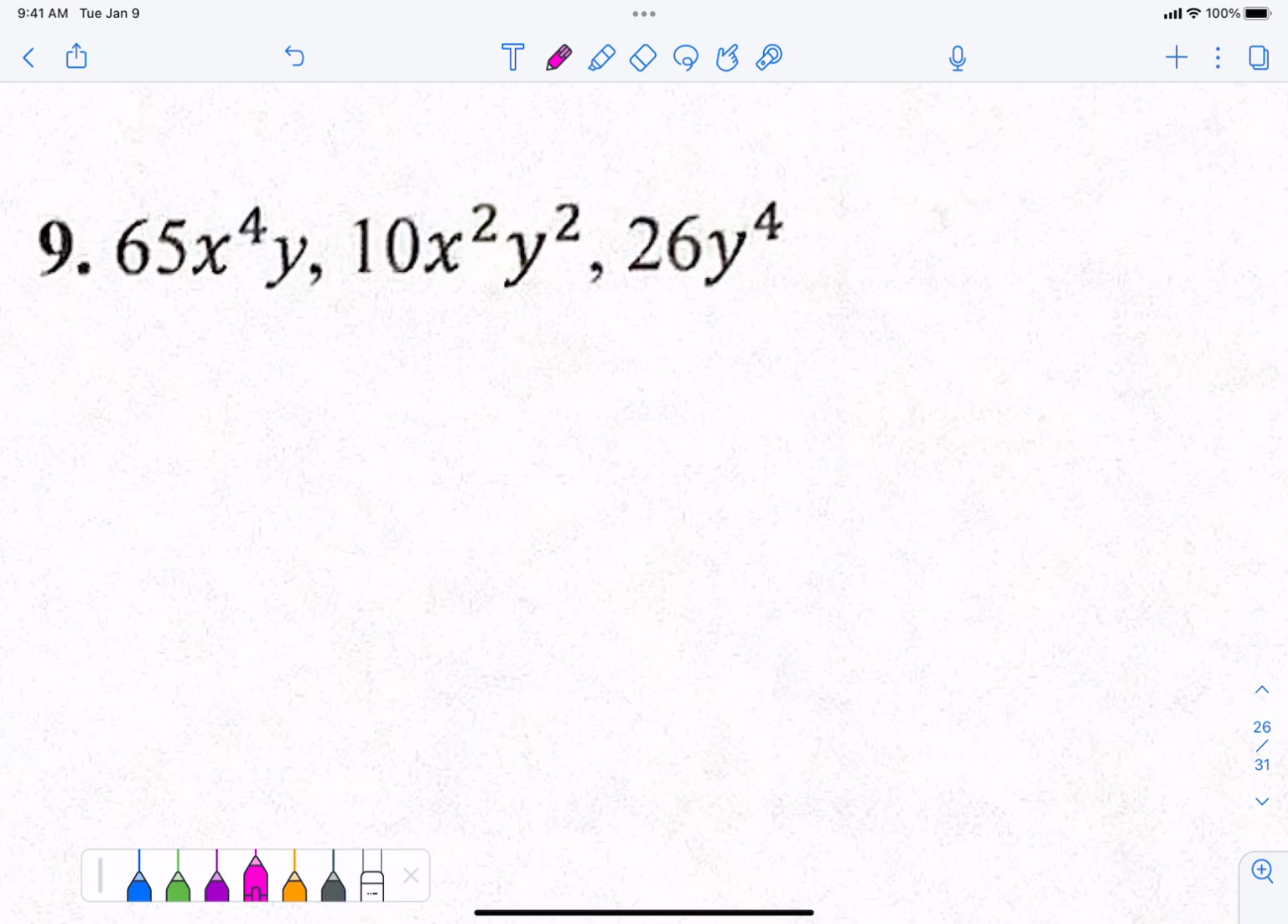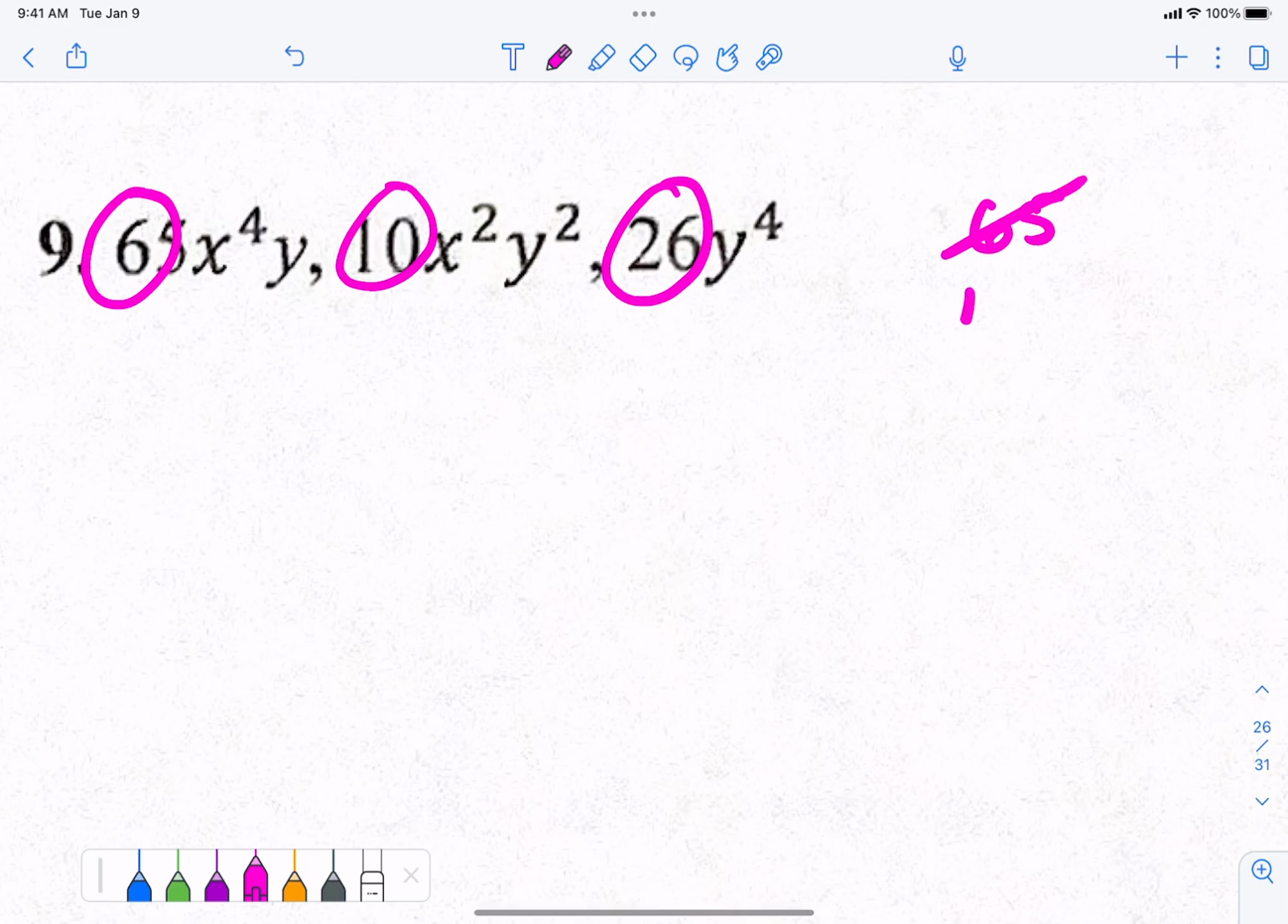Number 9. Here we go. 65 and 10 and 26. Starting with the biggest number, which is 65. Does 10 go into 65? No. So the next number up from 65 would be 130. Does 10 go into 130? Yes. Does 26 go into 130? Yeah. It's 130. That was nice and easy.